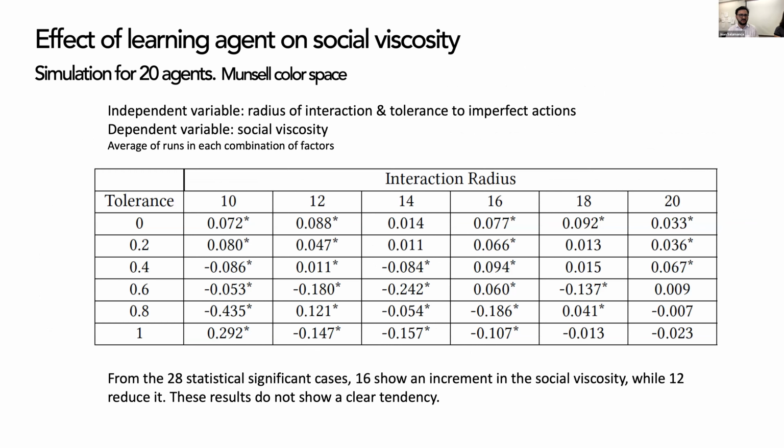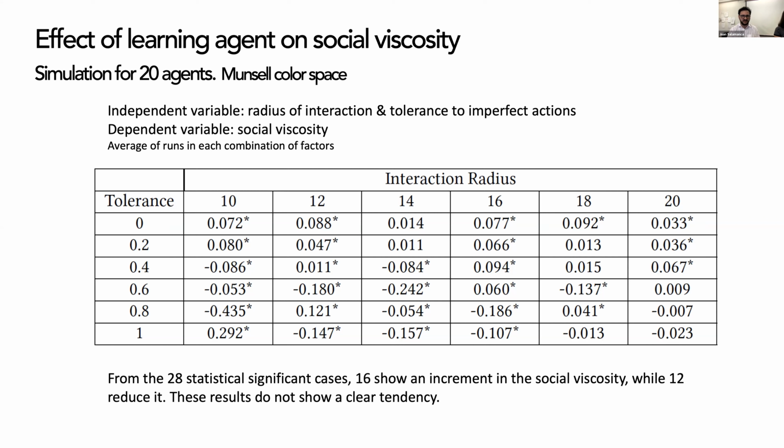And we did an experiment trying to estimate the effect of introducing a learning agent in the social viscosity of a group. So we ran 2 batches of simulations, one of them without the learning agent and the other one with the learning agent. And we compared the social viscosity between the two batches for each one of the independent variables, in this case, the number of actors or agents you interact with, and the tolerance. And we found that there are statistically significant cases where viscosity increases, and half of them show that viscosity decreases. So there is not a conclusive tendency here.